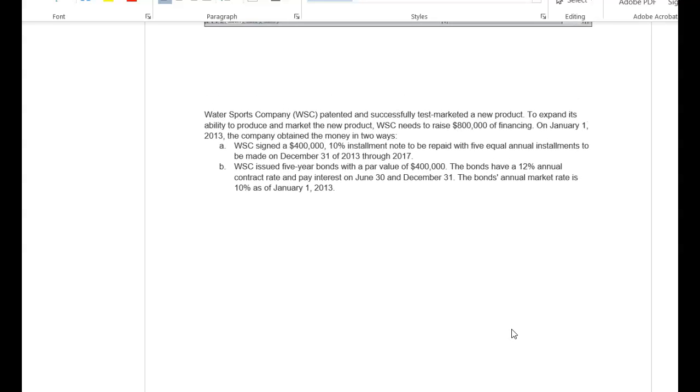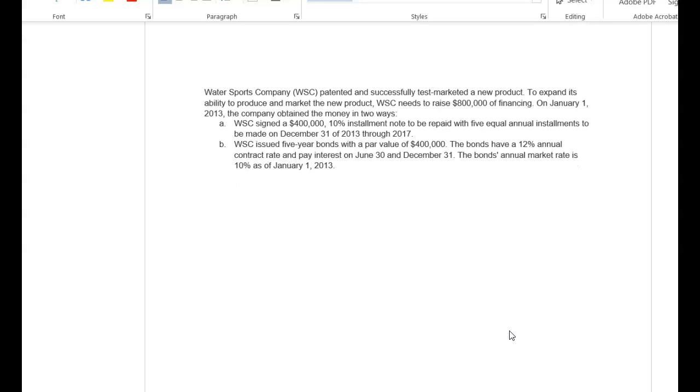They signed a $400,000 10% installment note to be paid in 5 equal installments to be made on December 31st, 2013 through 2017. Then they issued a 5-year bond with a par value of $400,000. The bonds will have a 12% annual contract rate and pay interest on June 30th and December 31st. The market rate is 10%. We're not going to work on part A. I want to work on part B.